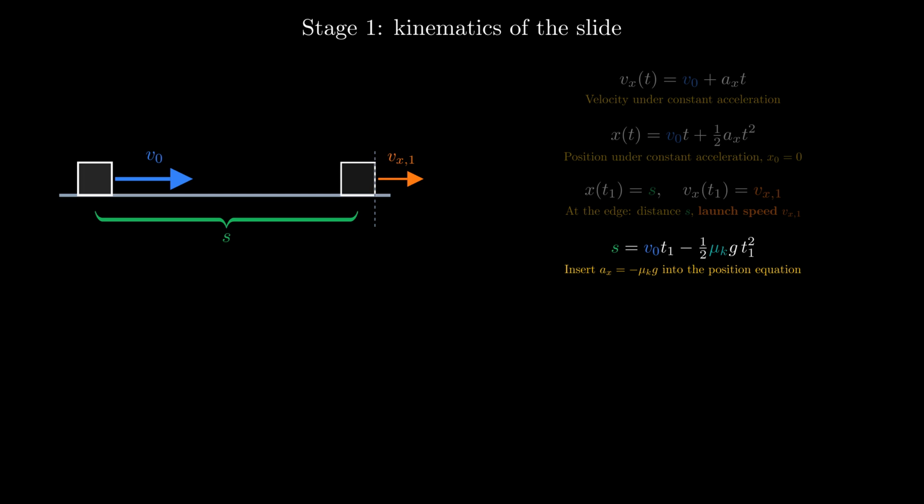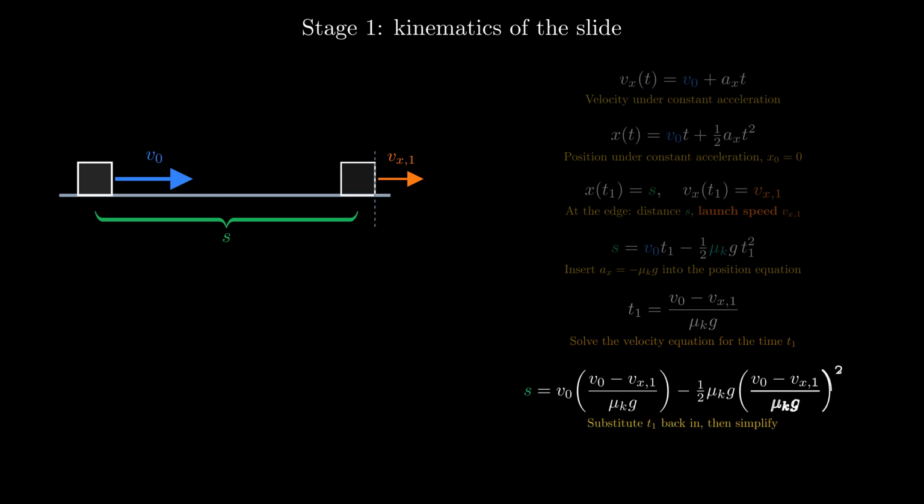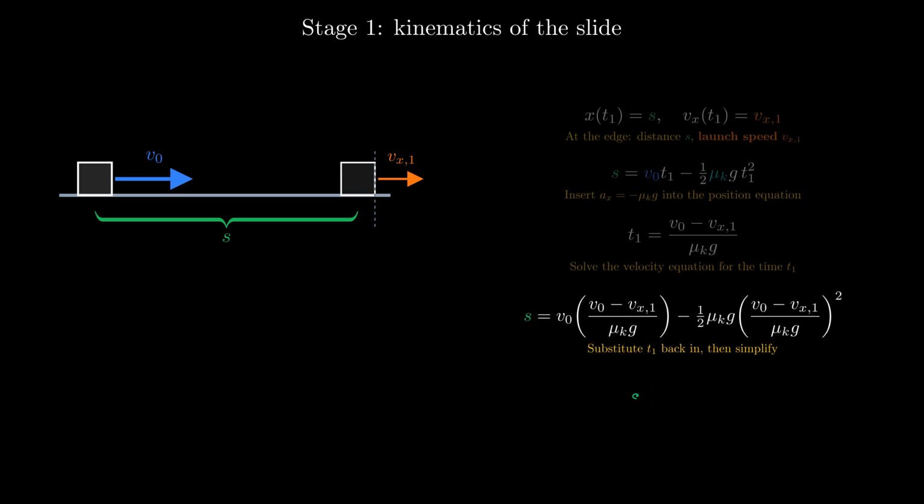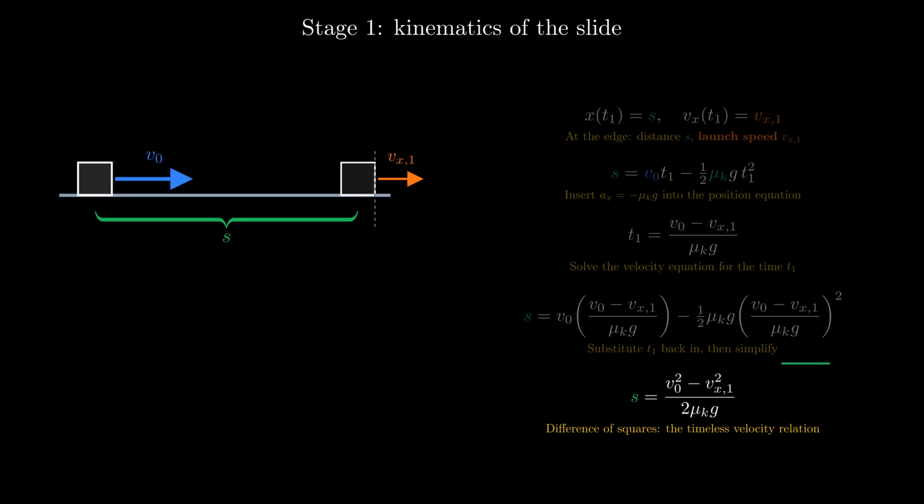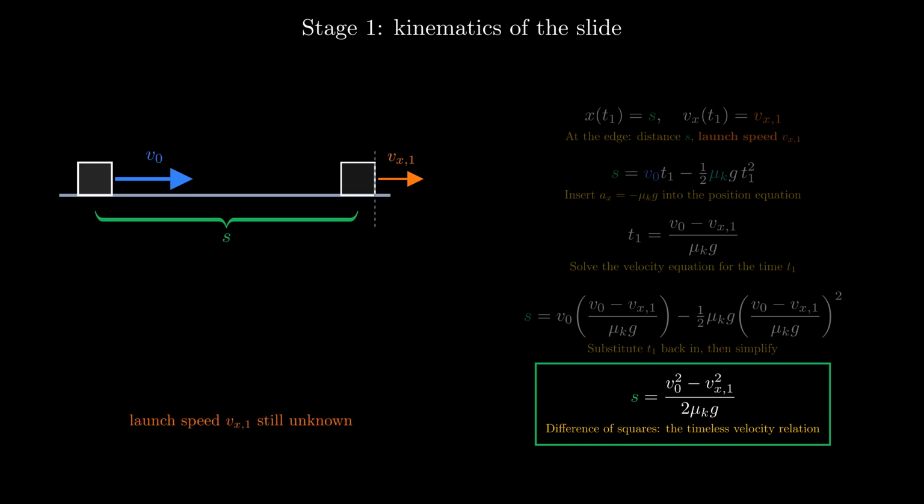Now solve the velocity equation for that time. t1 equals v0 minus v sub x1 all over mu sub k times g. Substitute this time back into the position equation. After the algebra, the difference of squares factors, and the result is clean. s equals v0 squared minus v sub x1 squared all over 2 mu sub k times g. This is the timeless kinematic relation, velocity squared against distance. But we still don't know the launch speed v sub x1. That comes from the fall.